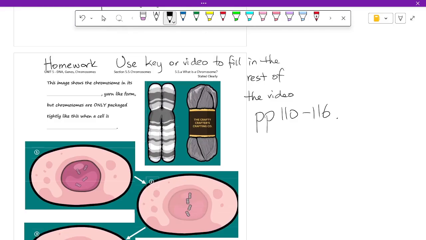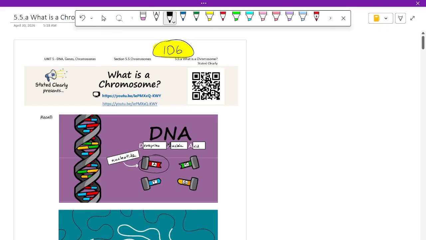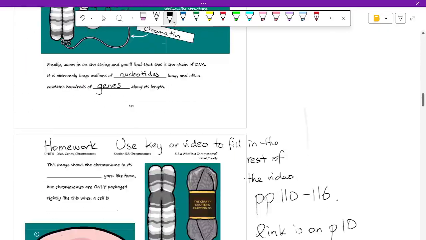And before you start talking, where would you find the link to the video? The link is on page 106. There's a QR code.